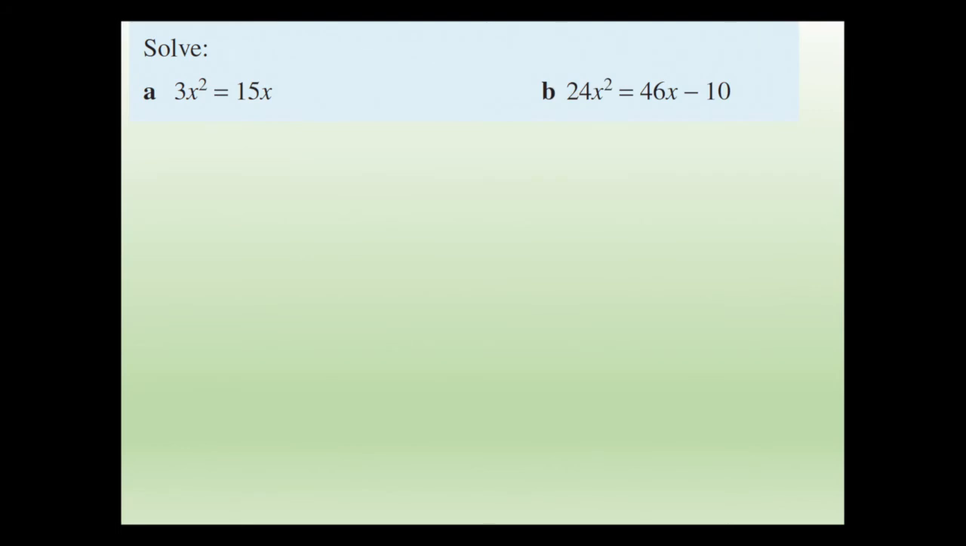How about something like this? 3x squared equals 15x. This time, we need to rearrange it. Taking the 15x to the left hand side, 3x squared minus 15x equals 0. Then we factorize it. Taking the 3 out, 3 times x times x minus 15 equals 0. Knowing that 3 cannot be 0, x can be 0, or x minus 15 can be 0. x therefore could be 0 or 15. Alright, the next one, it's rearranging again.